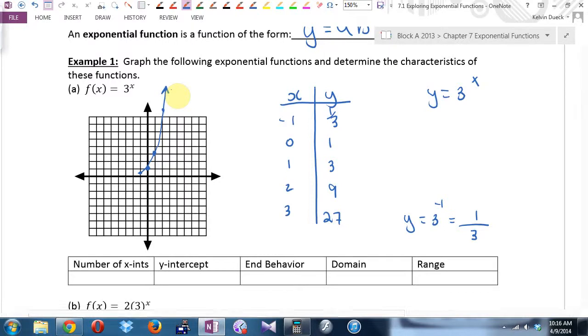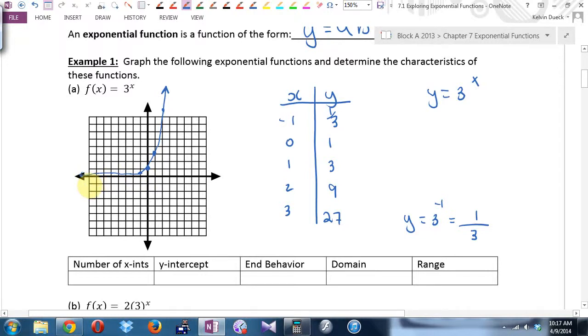Now, as I go to the left, what if I tried a negative 2? I'd have 3 to the negative 2, or 1 over 3 squared, 1/9. If I put a 3 in there, I'd have 1/27. As I go to the left, I get smaller and smaller fractions. I never get to 0, so it's going to look like it gets closer and closer, but it never quite touches.